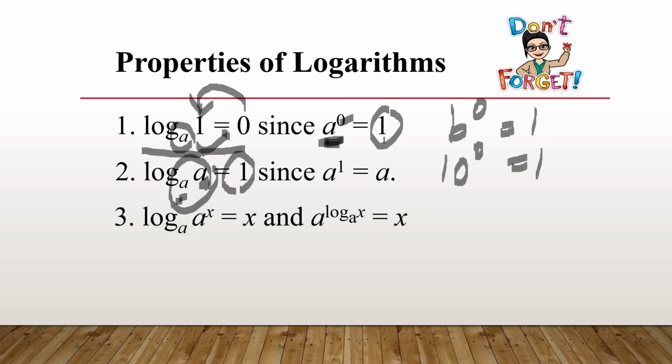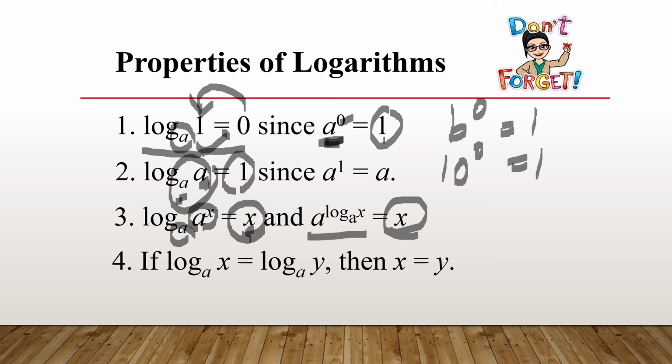Property number 3, logarithm of a raised to x to base a is equal to x. And a raised to logarithm of x to base a is equal to x. If you see this, getting the logarithm of the same base with the base here and the same exponent x here, the answer is x. It's the same as this one, that when you raise a to logarithm of x to base a, the result is also x.